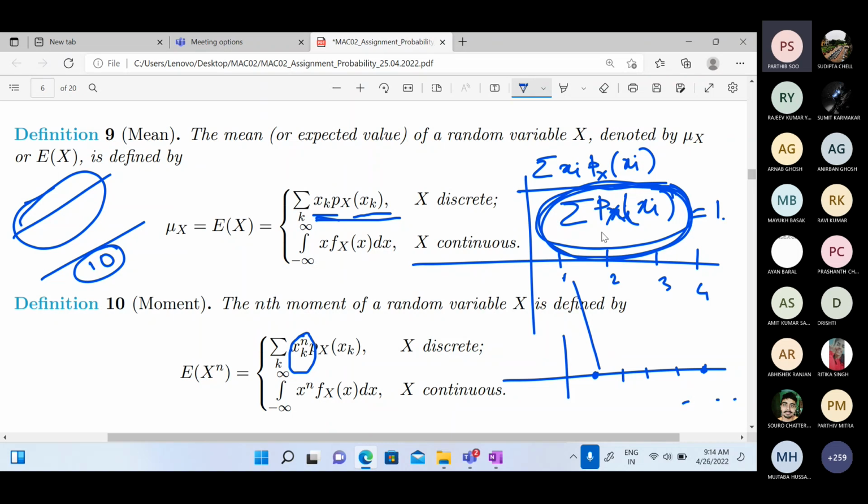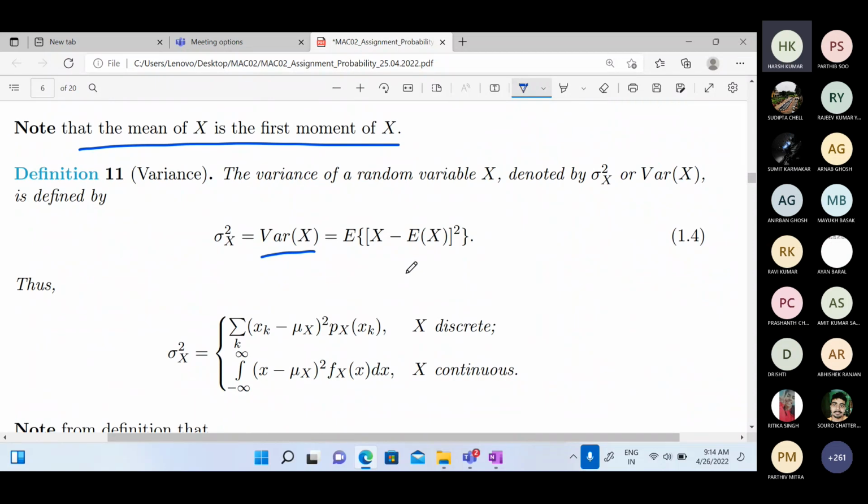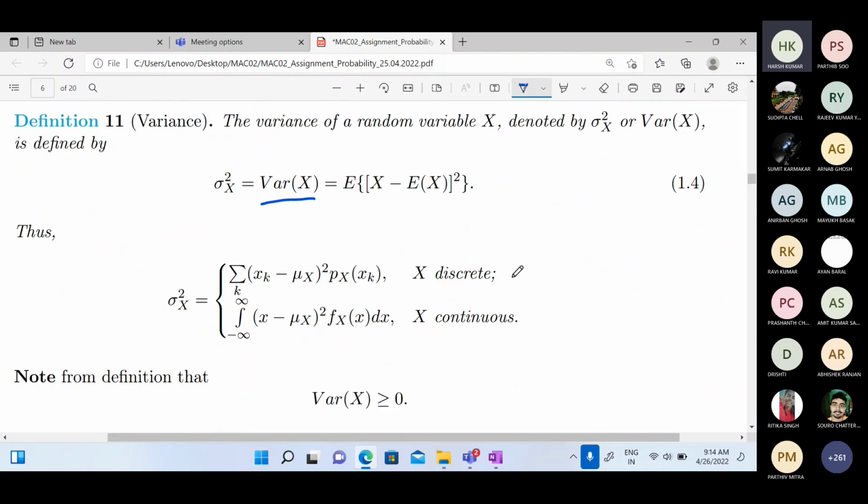Okay, sir. Thank you, sir. Sir, I have understood the definition and all, but what is the meaning and significance of this? I cannot understand that. Okay, okay.